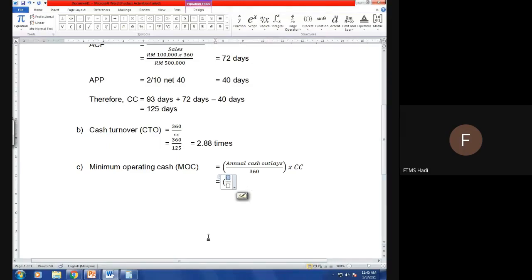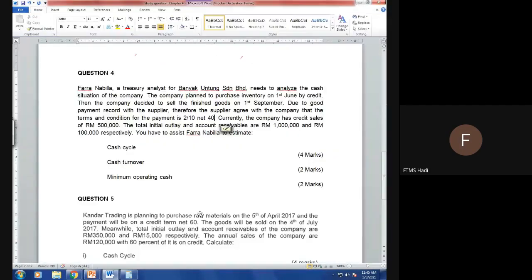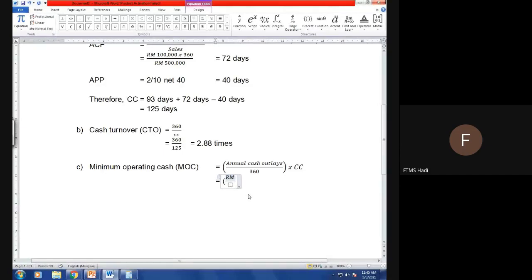Annual cash outlay. How do you get the annual cash outlay? Have a look at this question again. You see the word initial outlay, and this one, 1 million ringgit. Initial outlay means the company is giving you a budget of 1 million ringgit for 1 year to operate the cash. And the 360 multiplied by CC, bring it down there, 125.